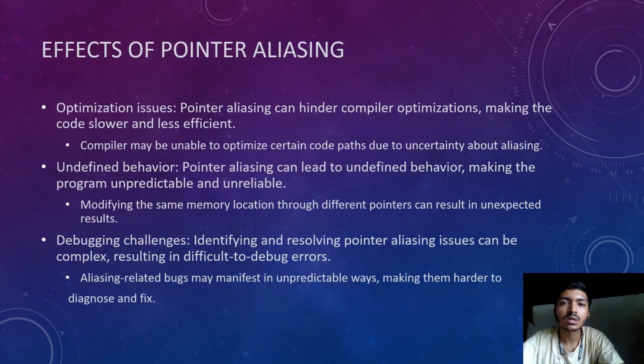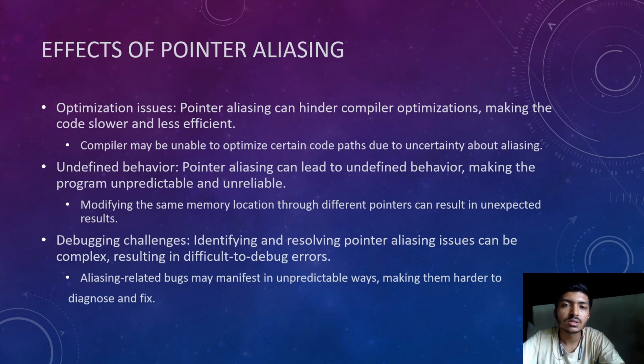Now we are going to discuss the effects of pointer aliasing. The first one is optimization issues. Pointer aliasing can hinder compiler optimizations, making the code inefficient and slower. The second one is undefined behavior. In this case, pointer aliasing can lead to undefined behavior, making the program unpredictable and unreliable. Modifying the same memory location through different pointers can result in unexpected results.